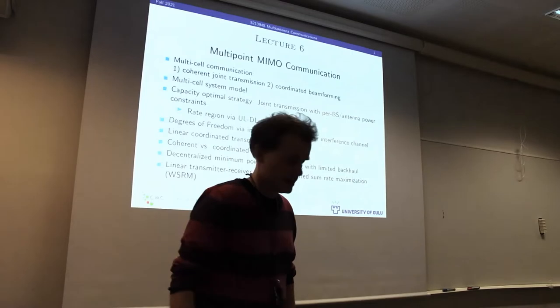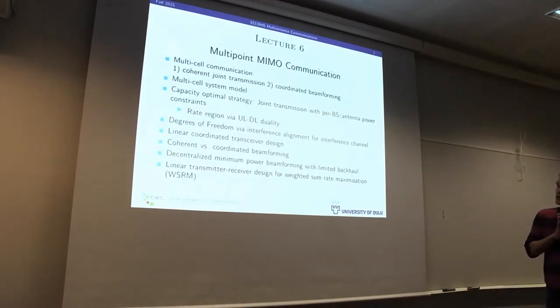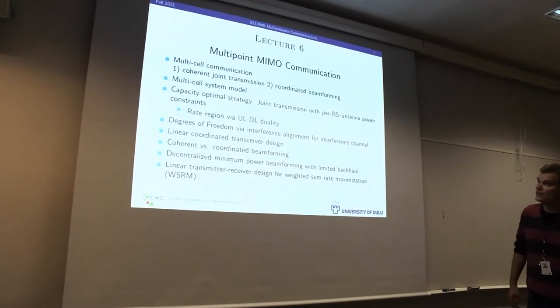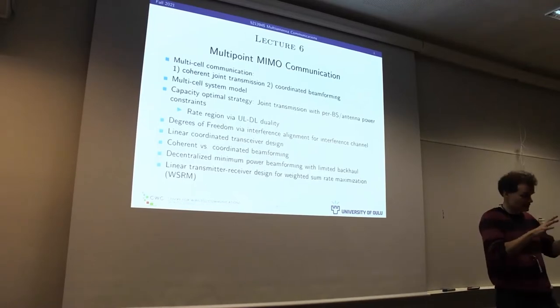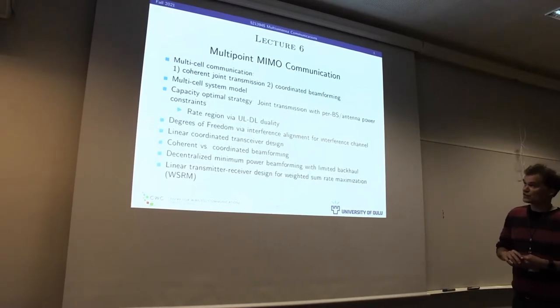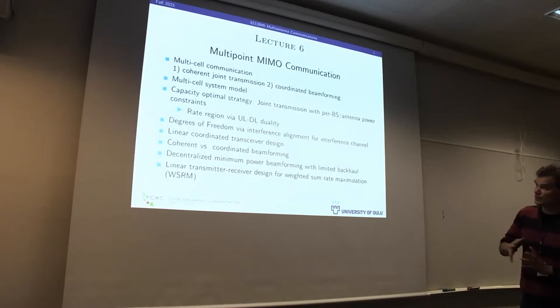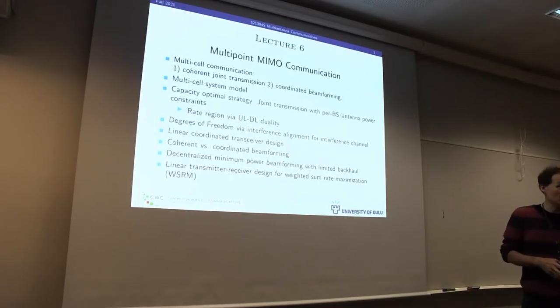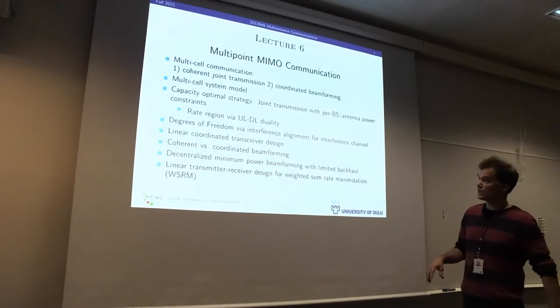Okay, let's start with the multi-point MIMO communication. So, as I said, I'm still preparing it, but this is more or less the content. I'm done up to this point. So we will start with the general overview about multi-cell communication, discuss different communication strategies: coherent joint transmission, coordinated beamforming, anything in between. Then we'll introduce the multi-cell system model, including now multi-antenna receivers. So this is the most complicated model that we'll be dealing with.